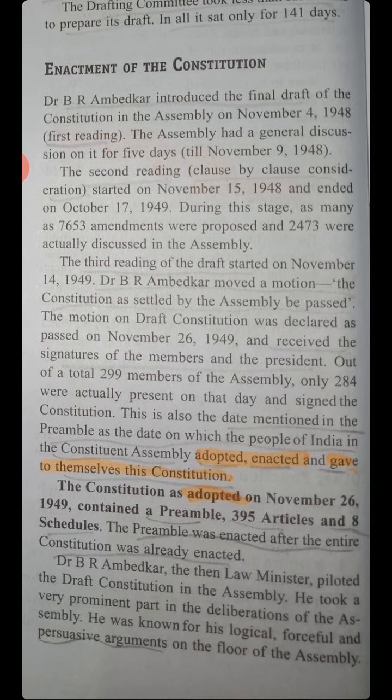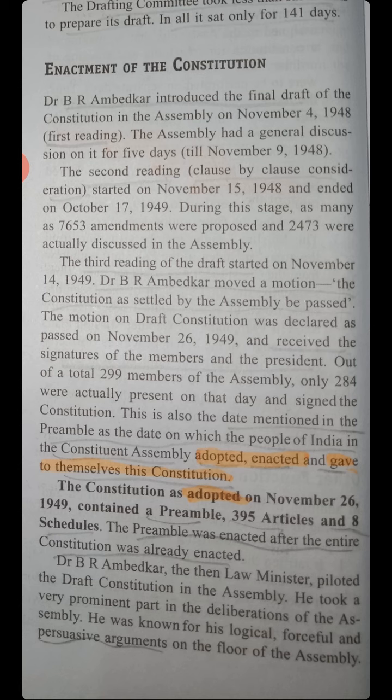Enactment of the Constitution. Dr. B.R. Ambedkar introduced the final draft of the Constitution in the Assembly on November 4, 1948, then held the first reading. The Assembly had a general discussion on it for 5 days till 9 November 1948. The second reading, clause by clause consideration, started on November 15, 1948 and ended on October 17, 1949. During this stage, as many as 7,653 amendments were proposed and 2,473 were actually discussed in the Assembly.